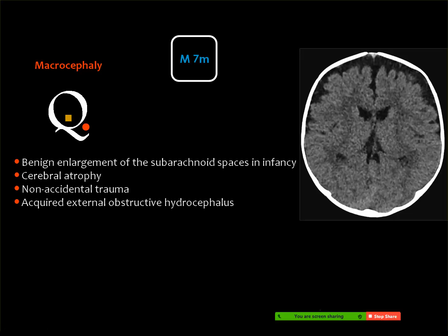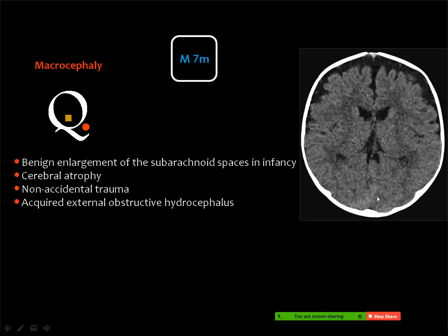What do you think? Leukodystrophy, metachromatic, Alexander. These are the suggested diagnoses. Cerebral atrophy. Cerebral atrophy.